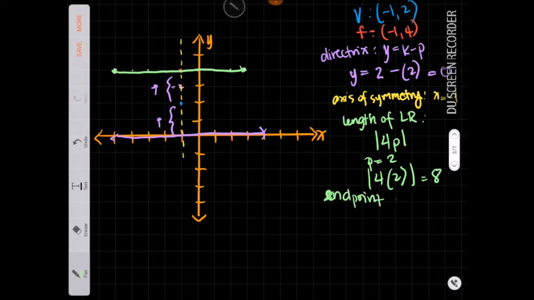The formula for its endpoints is (h plus or minus 2p, k + p). We add and subtract 2p from our x-coordinate because the two points are aligned on the x-axis. The y-coordinate is k + p because it is on the same line as the focus.